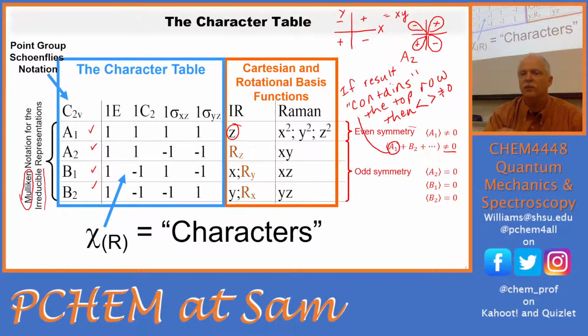Then the integral is not equal to 0. Okay? So if it contains the top row, it could have A1 plus A2 plus E, all these different things. But if A1 is one of those things and A1 is the top row, then it's not equal to 0. The integral over all space of any other function in that character table is going to be 0.